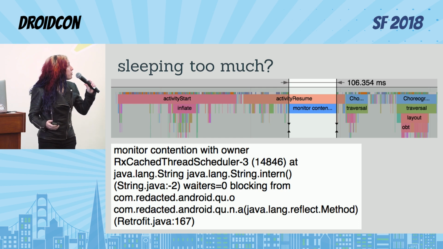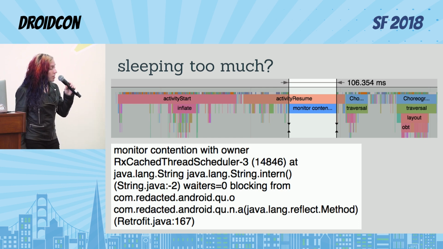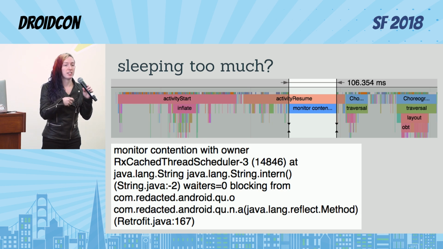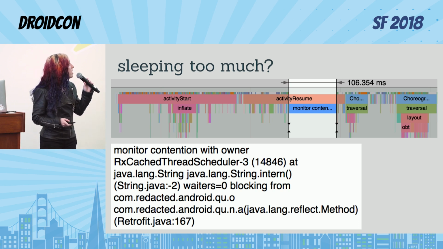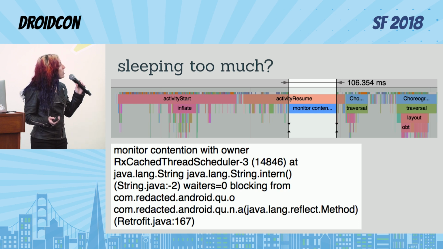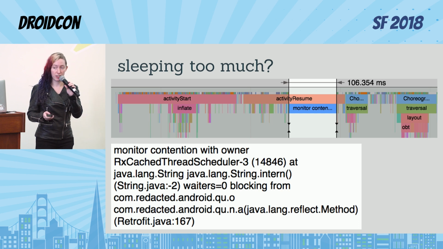So here's an example of a case where there's a huge gap where the thread is sleeping. And rather than just seeing, oh, it's a binder transaction, the work continues elsewhere and we came back, here this activity resume is seeing monitor contention. So when you notice monitor contention in your trace, you can click on the trace segment and see an explanation of where exactly that monitor contention is happening in the code.